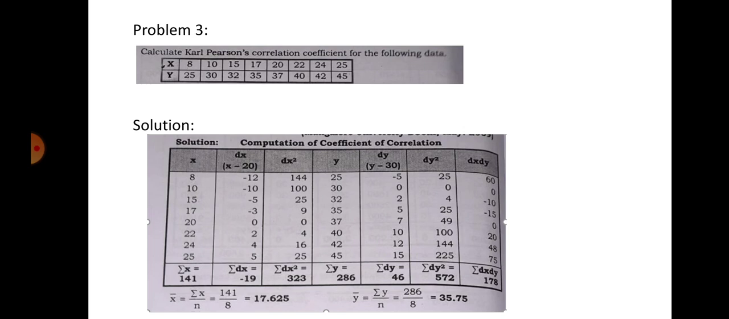Dy square is similarly calculated: minus 5 square is 25, 0 square is 0, 2 square is 4, 5 square is 25, 7 square. Calculate the values. So sigma dy square is 572.